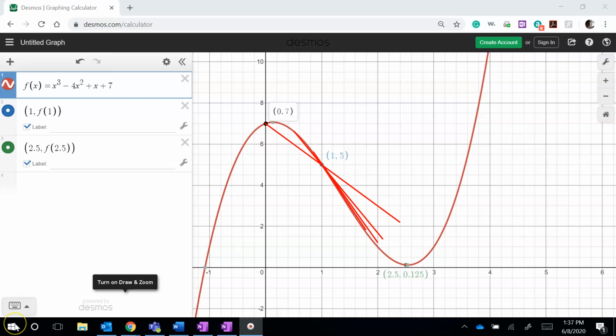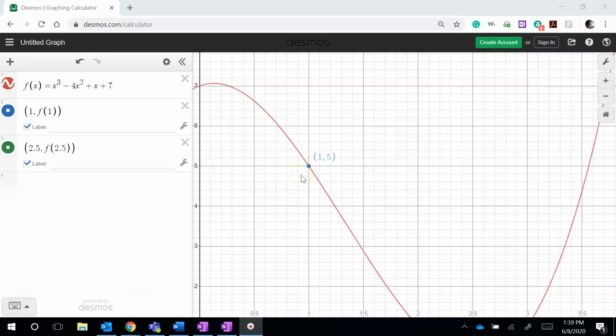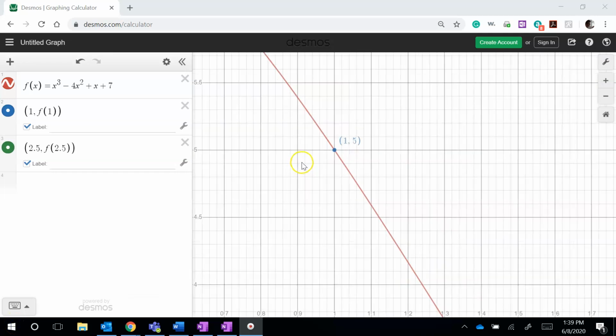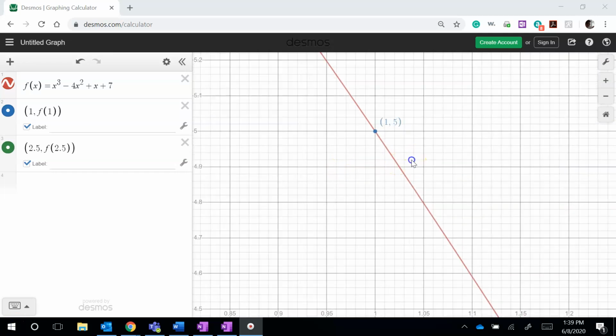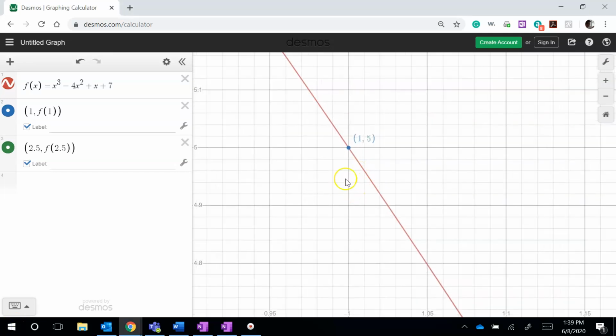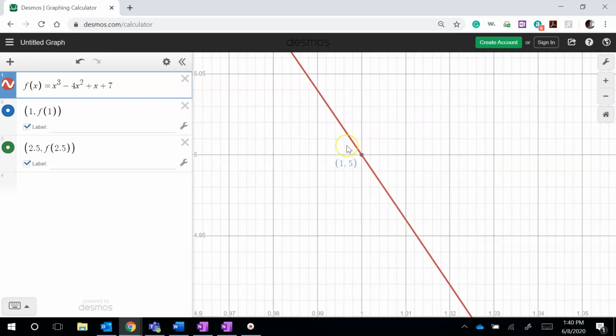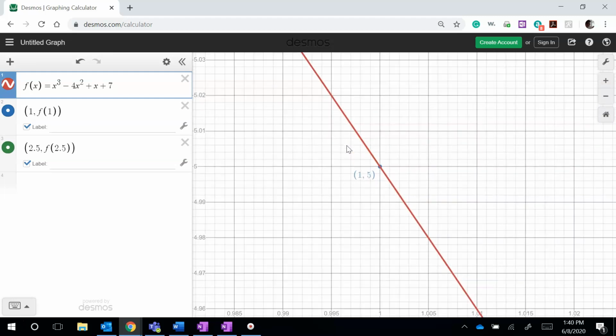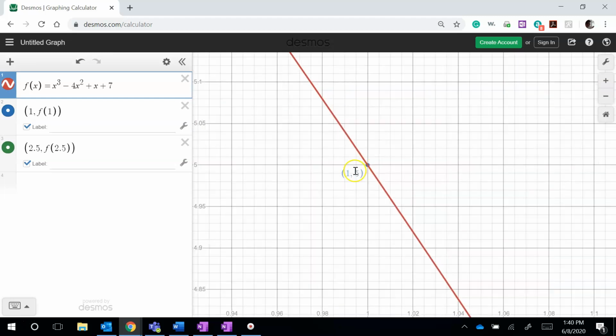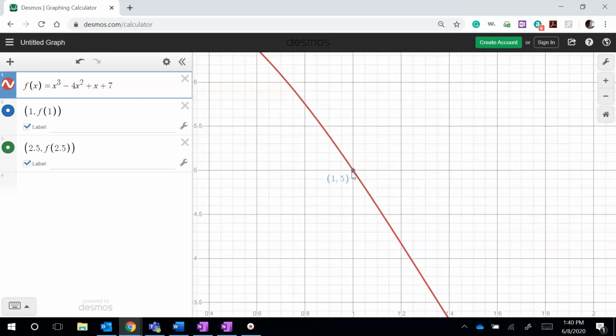But if I zoom in, the more I zoom in on this point, the closer and closer it gets to looking like just some straight line where I could find what this change is from maybe just here to there. And the closer and closer I get, the straighter and straighter it is, and I can estimate pretty darn accurately what the instantaneous velocity is at that one point. So we're going to do that with that difference quotient that we created.